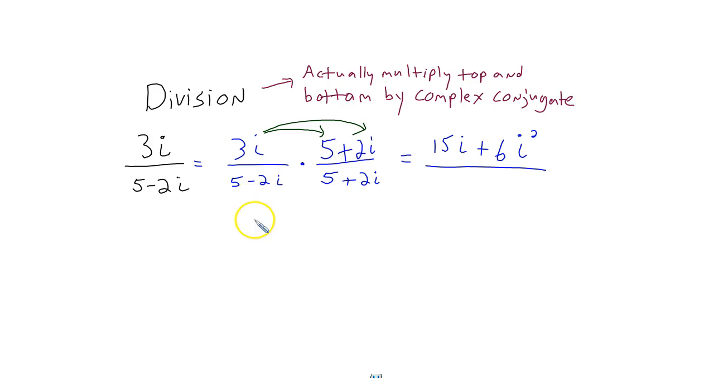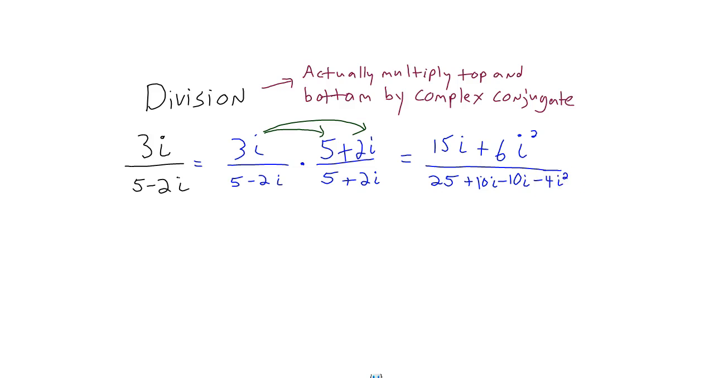when we multiply by the complex conjugate, we get 5 times 5, which is 25. This is the FOIL process. That's the first times the first. Outside, 5 times 2i is 10i. Inside, negative 2i times 5 is negative 10i. And last times last, negative times a positive is a negative. 2 times 2 is 4. i times i is i squared.